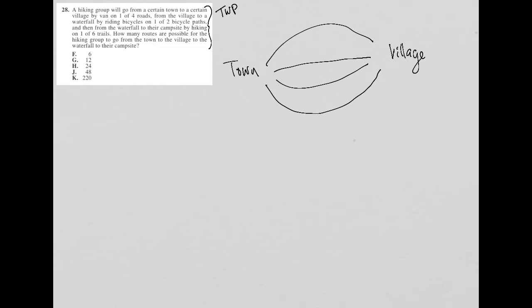So I just see this visually, so I'm going to just draw it. This is probably what I would do on a real test. So I have town, and I have village, and I have 1 road, 2 roads, 3 roads, and 4 roads that take me to that village, right? So 1, 2, 3, 4.